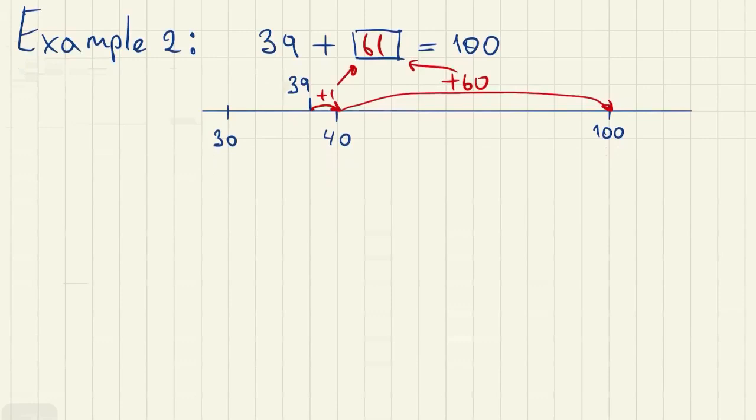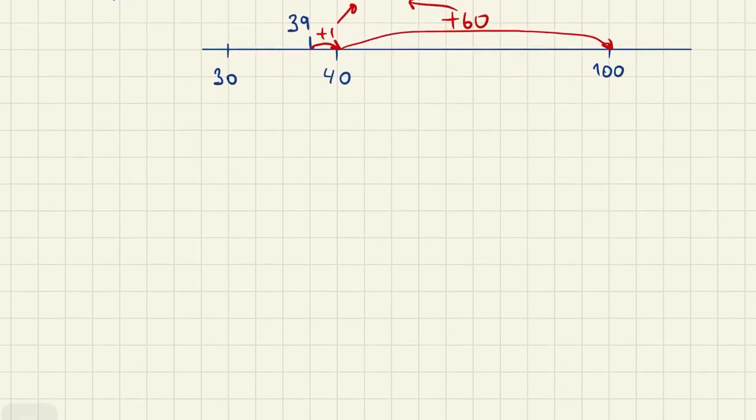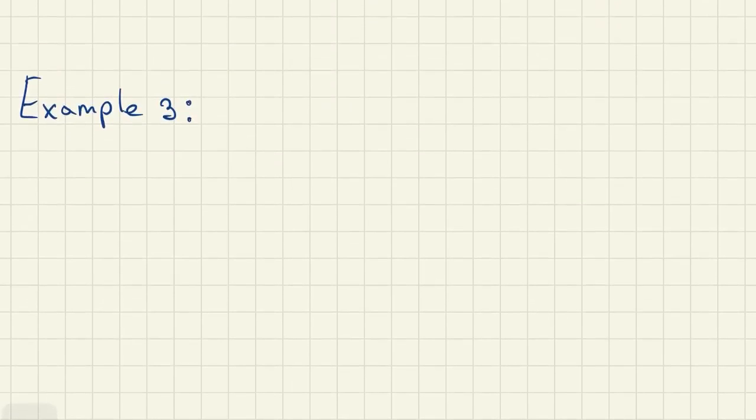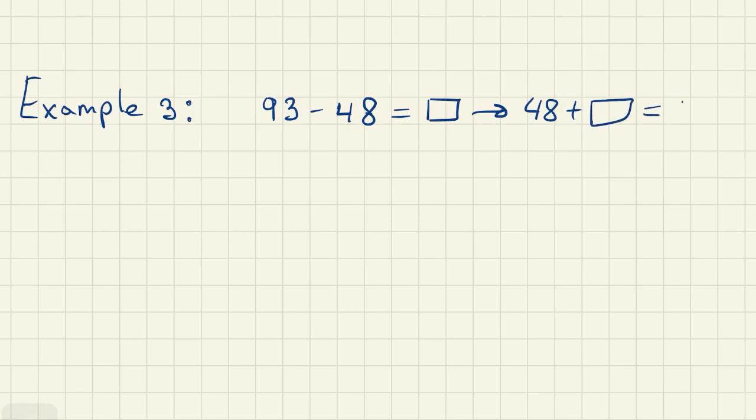All right, so this is the method. Let's try one more with subtraction. So let's say we actually want to subtract 48 from 93. This one's going to be a little bit harder. So we transform it, right? 48 plus something is equal to 93.